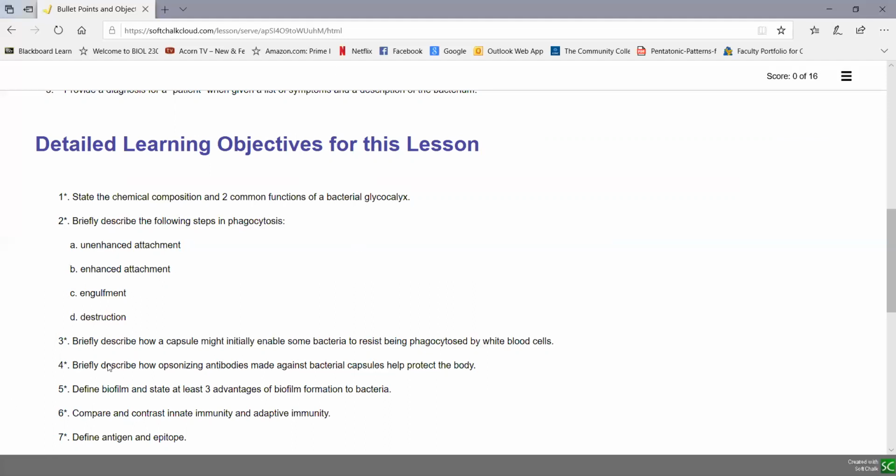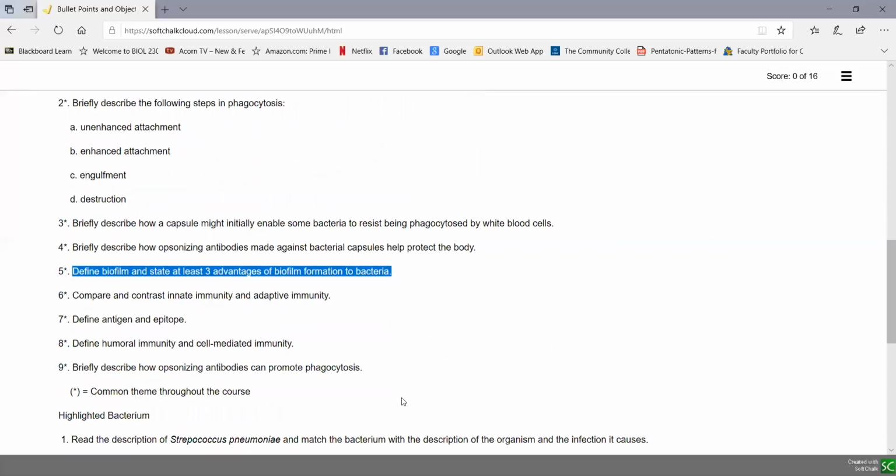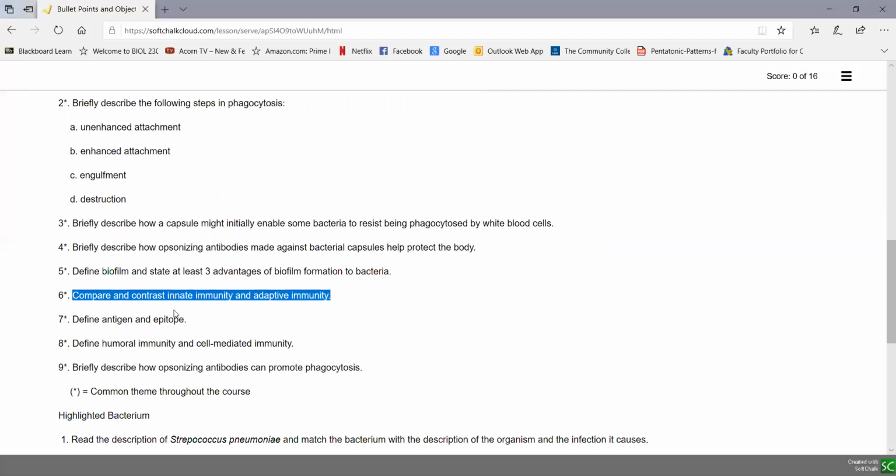Briefly describe how opsonizing antibodies made against bacterial capsules help to protect the body. Define biofilm and state at least 3 advantages of biofilm formation in bacteria. Compare and contrast innate immunity and adaptive immunity. Define antigen and epitope. Define humoral immunity and cell-mediated immunity. And briefly describe how opsonizing antibodies can promote phagocytosis.